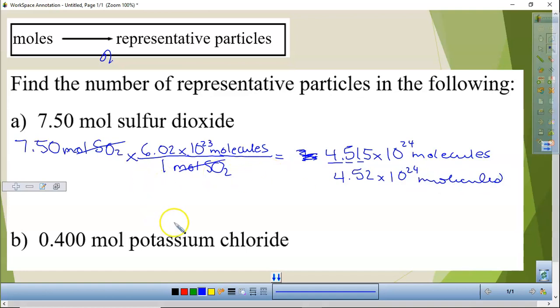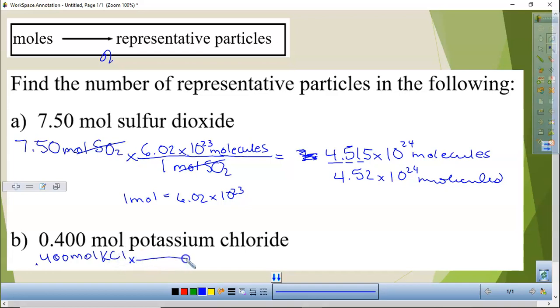Okay. All right, we're going to do this next one, 0.400 moles of potassium chloride. So I'm going to use my conversion factor: 1 mole equals 6.02 times 10 to the 23rd. So I'm going to use that down here. I start out by writing my given: 0.400 moles potassium chloride. How do I write that? KCl.